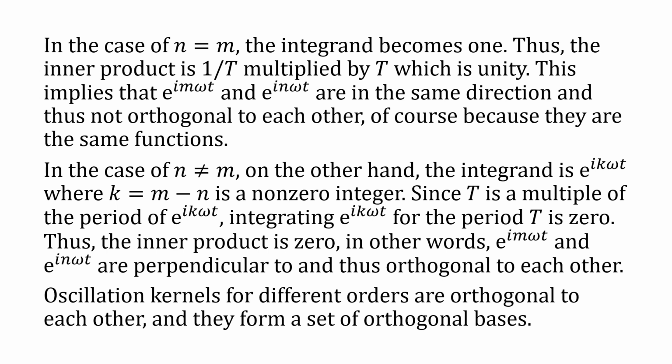In other words, e to the i m omega t and e to the i n omega t are perpendicular to and thus orthogonal to each other. Oscillation kernels for different orders are orthogonal to each other, and they form a set of orthogonal bases.